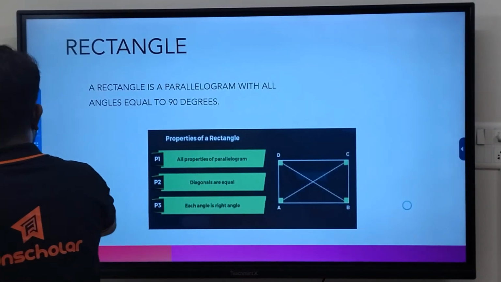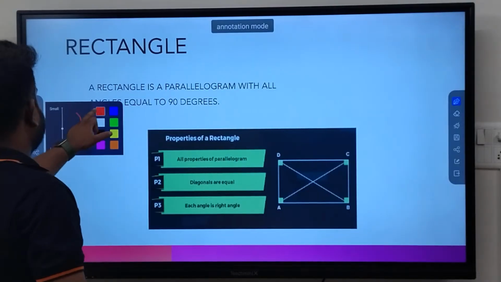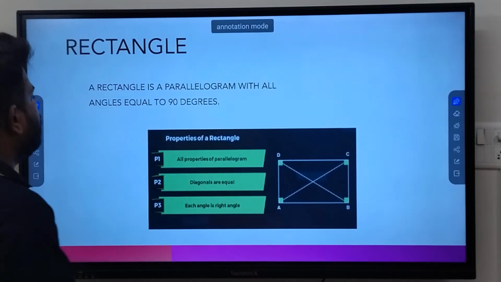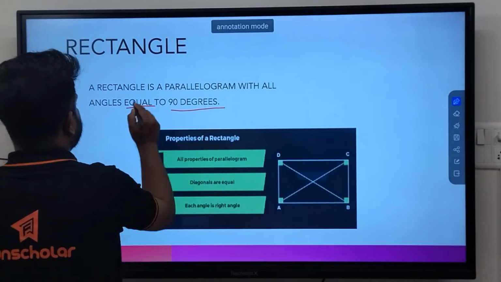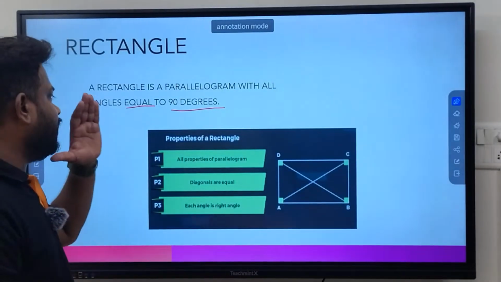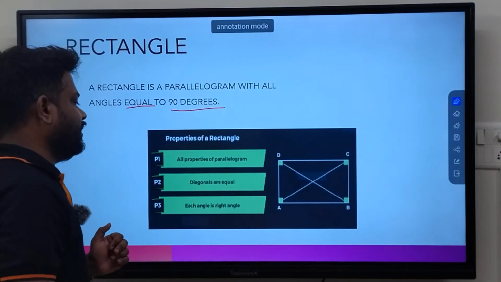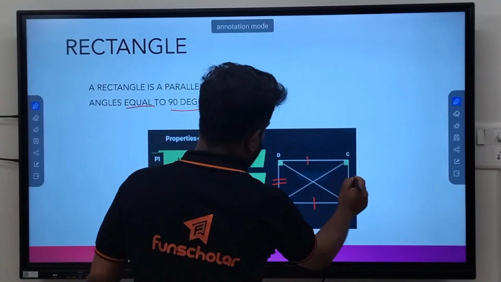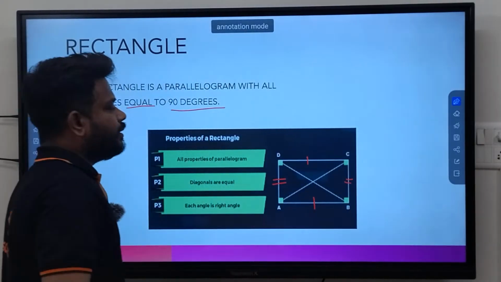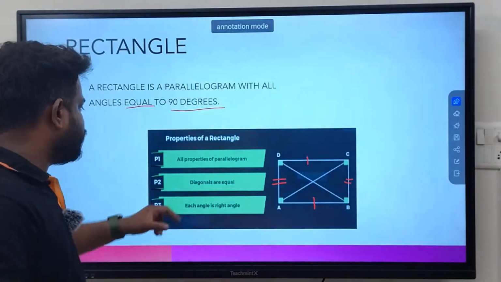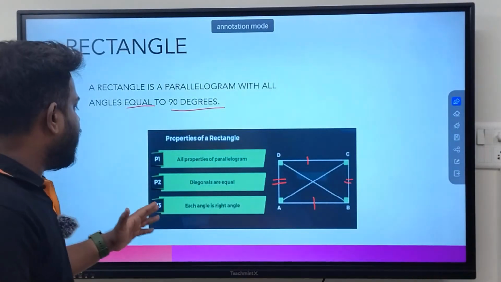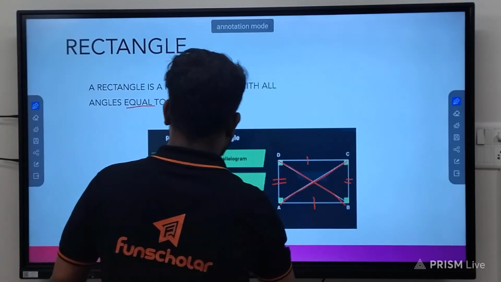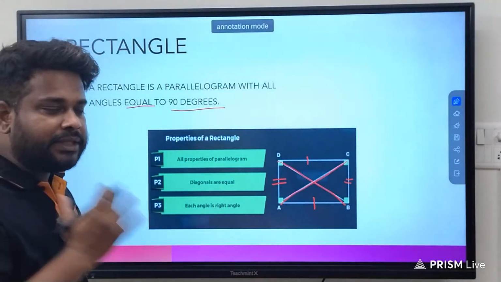So what it's saying is that a rectangle is a parallelogram with all angles equal to 90 degrees. These two words should be focused on: equal and 90 degrees. Like this one will be equal to this one and this one will be equal to this one, and all the angles between them will be 90 degrees. So it follows all properties of a parallelogram, and the diagonals will be equal. These two will also be equal, and each angle is a right angle. We know that a right angle means 90 degrees.